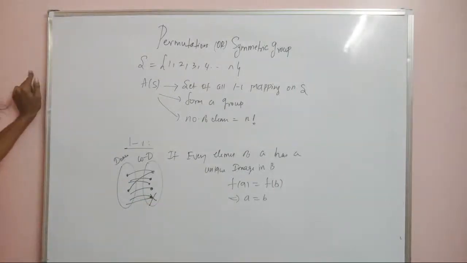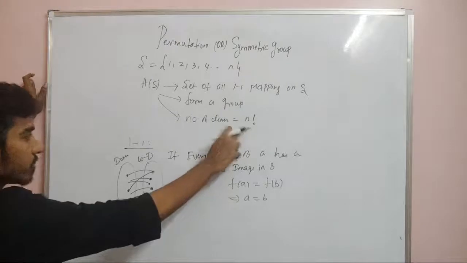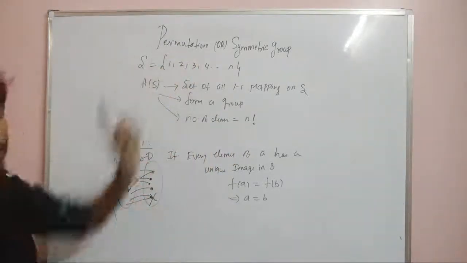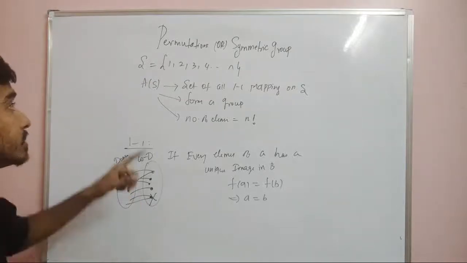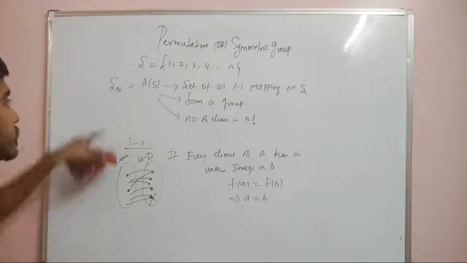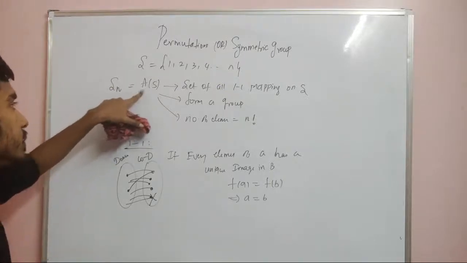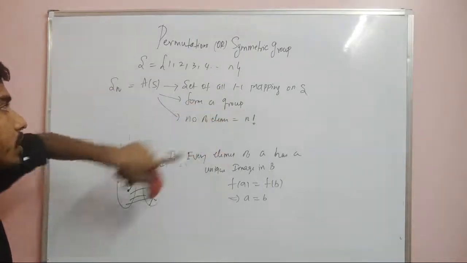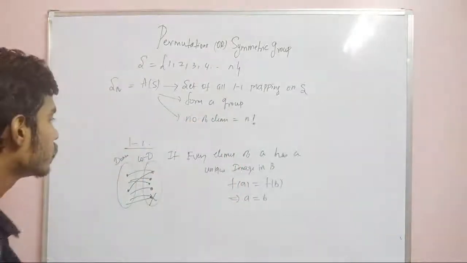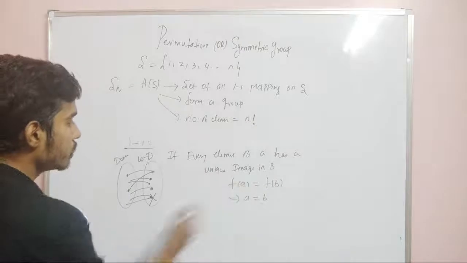So the question is, how many 1 to 1 mappings can you define if you have a set of n elements? This is very basic, this result comes from the school level. So for example, let us fix n equal to 3. We are going to call that S3, or in general Sn. Sn is the symmetric group of order n, nothing but the set of all 1 to 1 mappings on S, and that forms a group with n factorial elements.